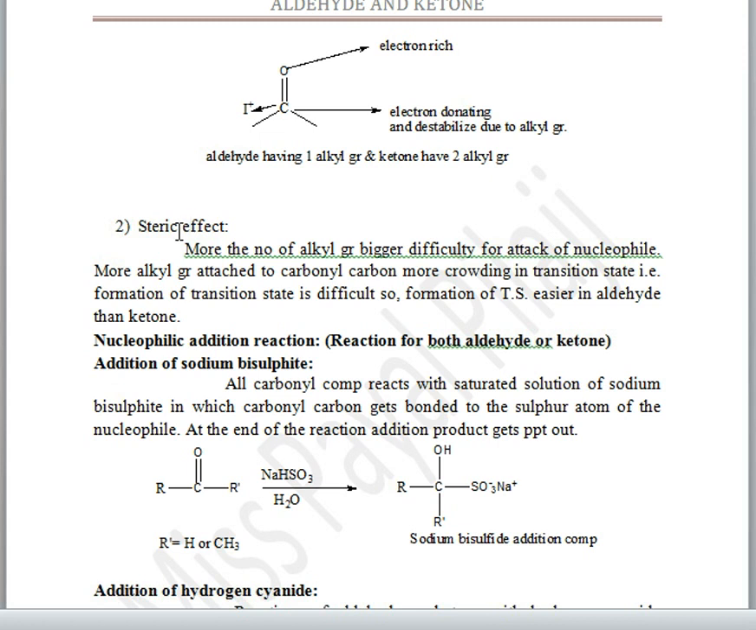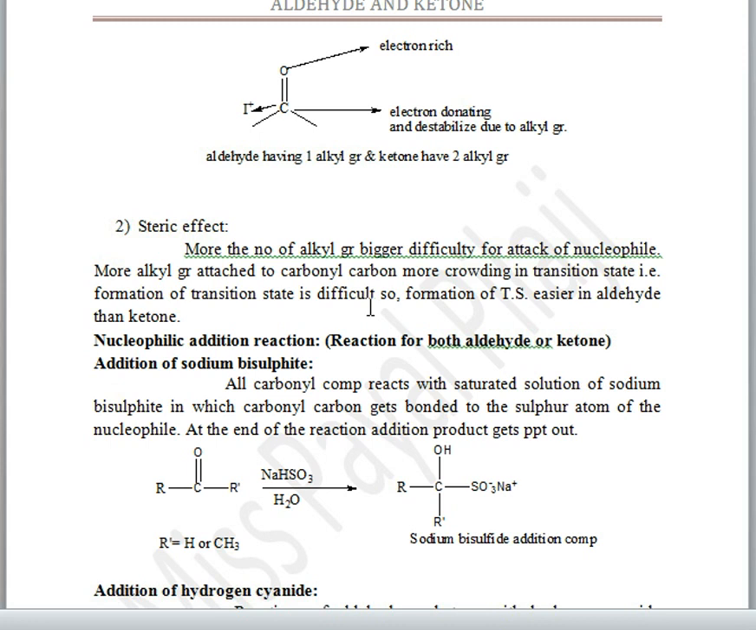The next effect is the steric effect. The greater the number of alkyl groups, the bigger the difficulty for the nucleophile to attack. The more alkyl groups attached to the carbonyl carbon, the more crowded the region surrounding the carbonyl carbon becomes. That's why the formation of the transition state is difficult. So the formation of a transition state is easier in an aldehyde as compared to a ketone, due to the bulky alkyl groups present in a ketone.